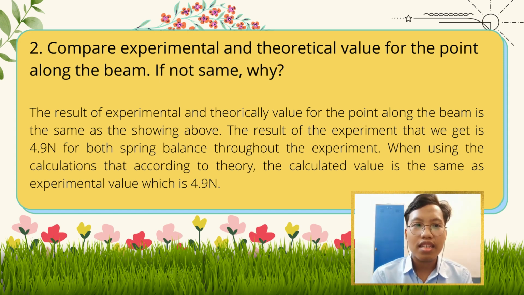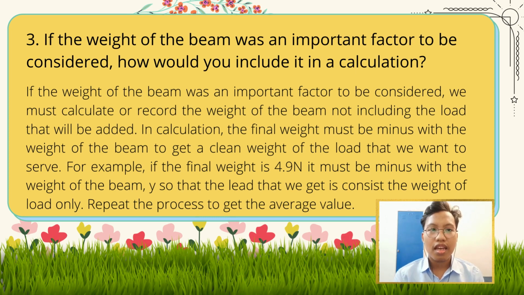So, the second discussion is compare experimental and theoretical value for the point along the beam. If not same, why? The answer is the result of experimental and theoretical value for the point along the beam is the same as shown above. The result of the experiment that we get is 4.9 Newton for both spring balance throughout the experiment. When using the calculation according to the theory, the calculated value is the same as the experimental value, which is 4.9 Newton.